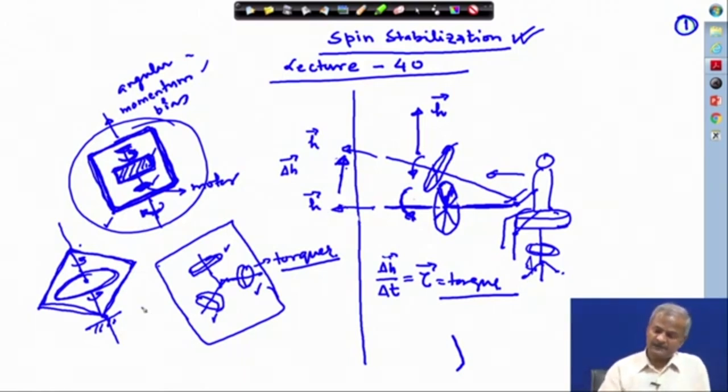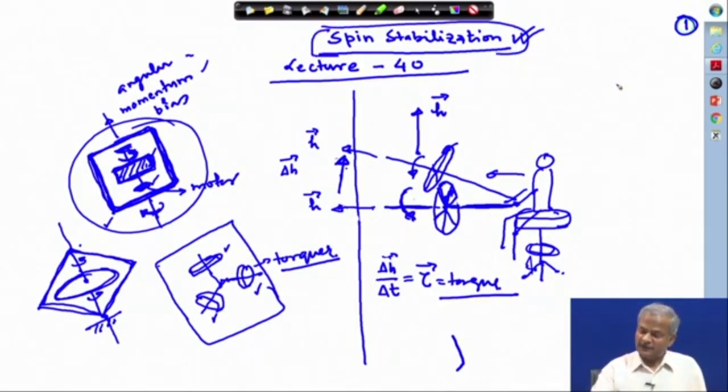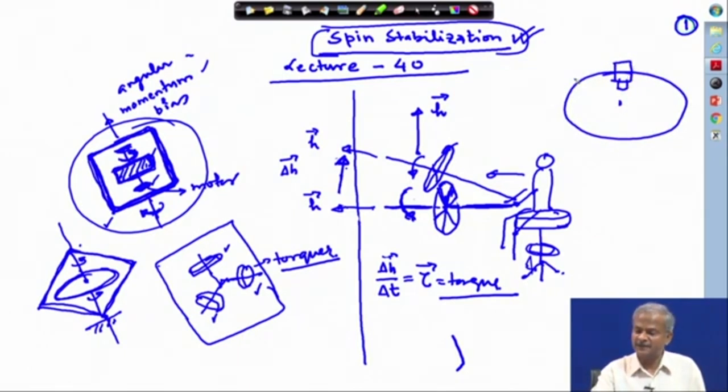Whatever we are discussing is purely relevant to the satellite, because you are not going to actuate the satellite continuously in the orbit. So, what is required is that if the satellite is going in this orbit, it should be pointing in a particular direction inertially, or it may be always pointing toward the earth. A camera is there which is always pointing toward the earth. In that case, it is required that it rotates at a constant angular velocity about this axis.